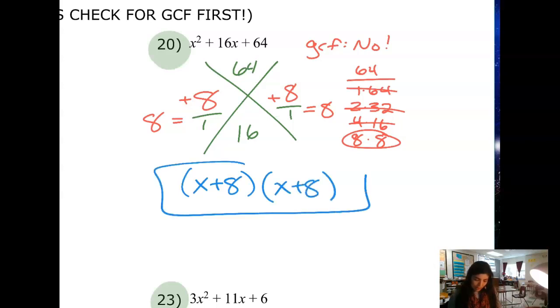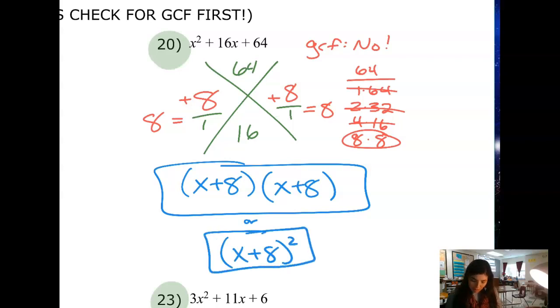Now, this is the correct answer, but you may see it in a reduced or simplified way. You may also see this answer as x plus 8 squared, because how many times does x plus 8 show up that I'm multiplying? There's 2 of those parentheses that are exactly the same. If there's 2 of the parentheses that are exactly the same, I can simplify it and say x plus 8 squared, because it happens twice.